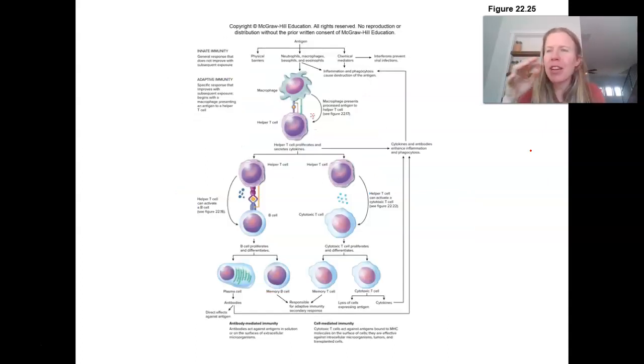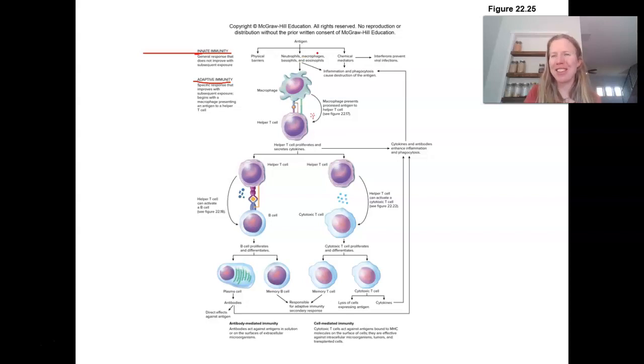So this is kind of a nice overall review. Okay, so again, notice up here they're talking about innate immunity, right? Non-specific, so we got our physical barriers, our phagocytic cells, some of those chemical mediators like interferons, the inflammatory response, fever, etc. Okay. But then we move into adaptive immunity.